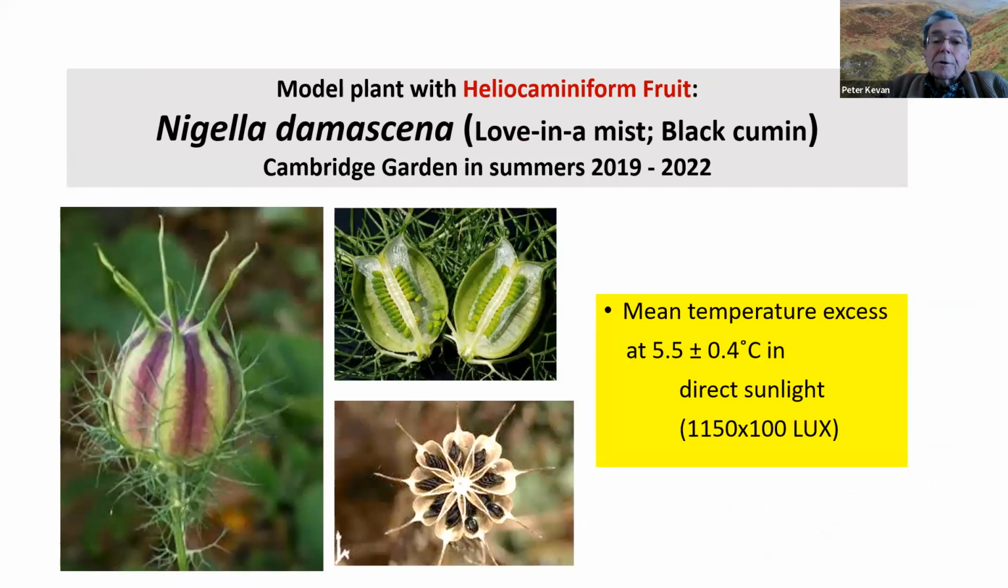And another one, in Love in the Mist, which was growing in my front gardens, beautiful blue flowers, and the fruits that are very hollow and have a mean temperature excess of about 5.5 degrees centigrade above ambient under full sunlight. And when it's cloudy or at night, that effect is abolished. Next.